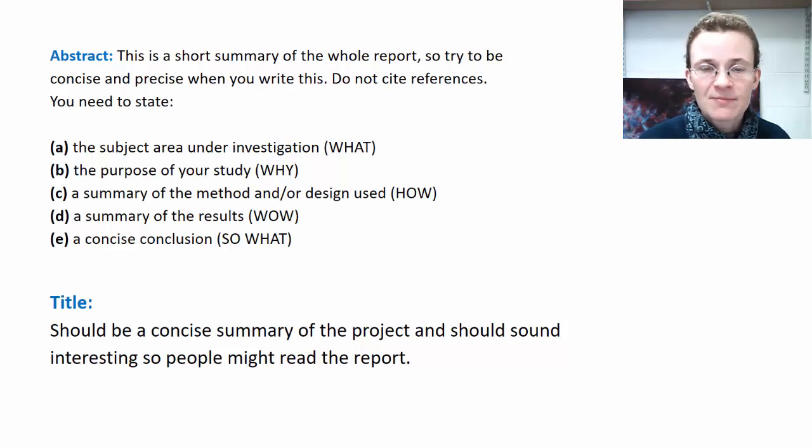And then you need to create a title. There are lots of dull titles in the world, so create something that captures our interest, something that entices us to read.